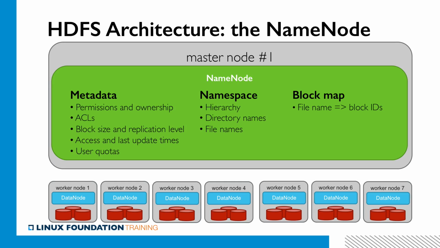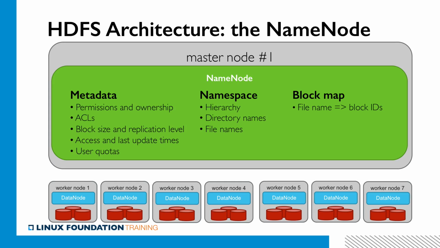The other half is knowing what blocks belong to what files and where on the cluster they are stored. That is the block map. And given that a single file can be as large as a few terabytes, there is lots and lots of information, even just for a block map, to keep in memory. That makes the name node particularly memory hungry.